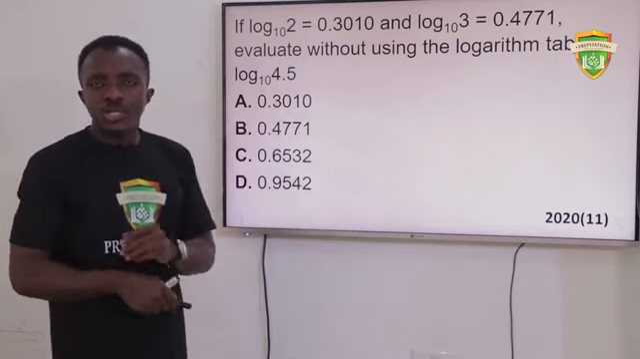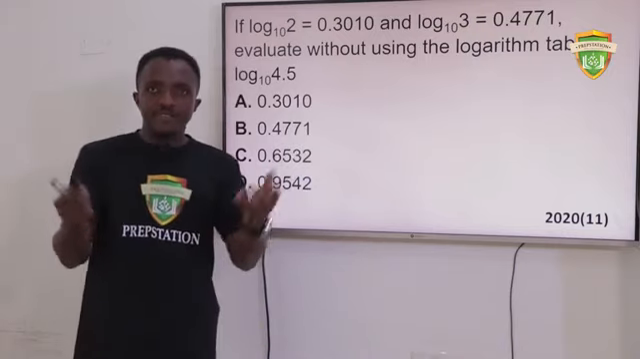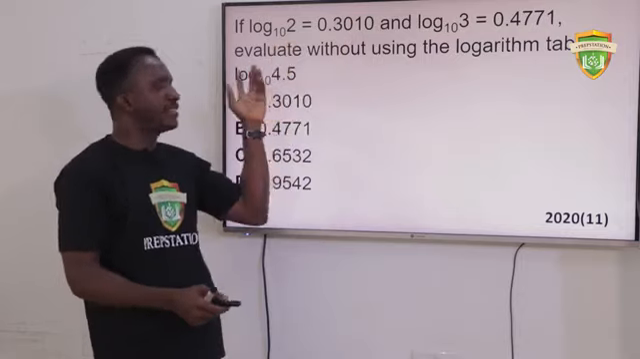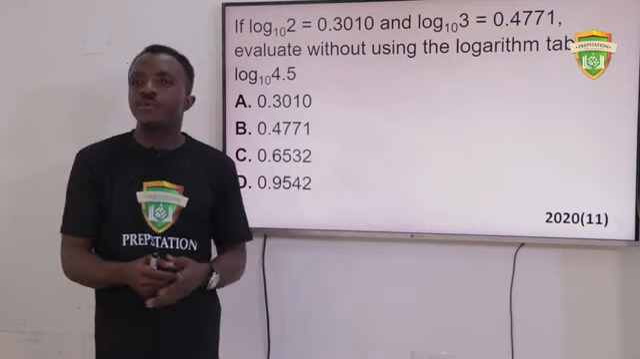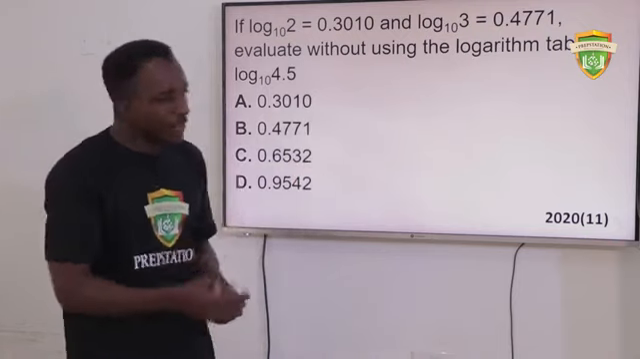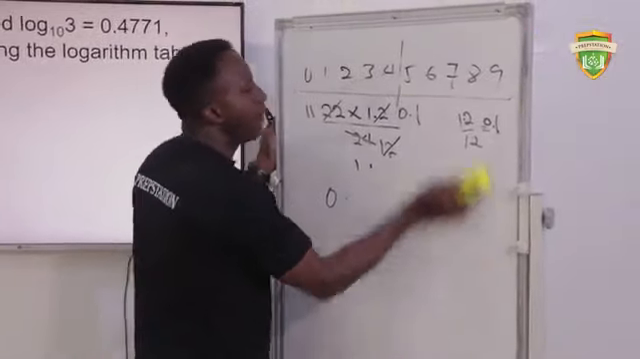Now, JAMB is not YAC. With your scientific calculator, you don't need to do all of this. Just punch this into your calculator, you get the answer. But because you don't have that kind of calculator in JAMB, you are required to solve a question like this. Now let me show you how to solve this kind of question. Very, very simple.